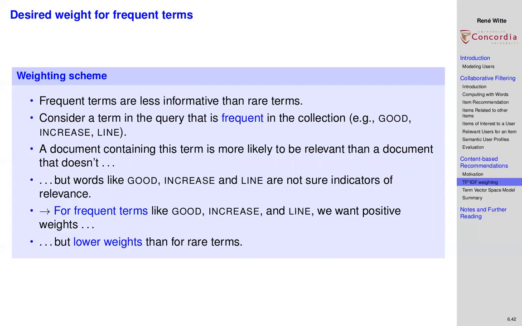So that's the goal we want to get at. For words that appear frequently, we want to give them a higher weight, but we also want to take into account how rare a term is. So words that appear very frequently are not going to be as important for ranking as words that are not so frequent. The frequent terms still get a positive weight, but a lower weight than the words that are a lot more rare.